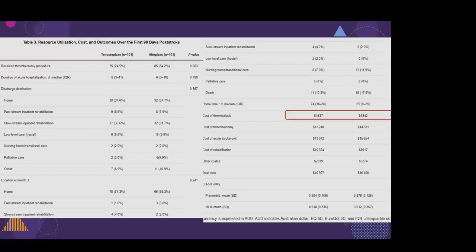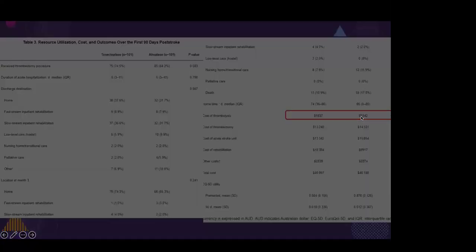This was a study I mentioned. This is mainly Australian-based data, and we can see the cost of thrombolysis for TNK was much less than alteplase, and it was statistically significant also.